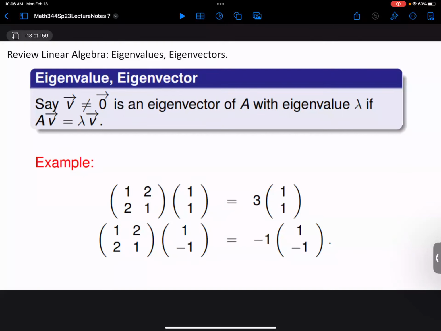Why are eigenvectors and eigenvalues so useful? Well, a lot of times in mathematics, we want to apply a matrix multiple times.